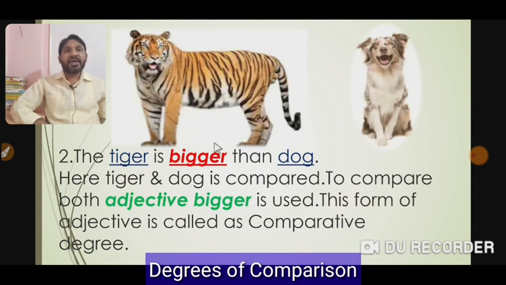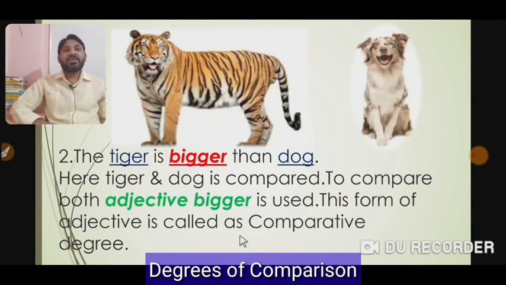So here again an adjective is used. This is a different form of adjective. It is not big, it is bigger. The er is added to the positive degree adjective, that is big. So to compare two things, places or objects, we use what? Comparative degree. What do we call it? Comparative degree. So here the tiger and dog are compared. To compare both, the adjective form bigger is used. This form of adjective is called comparative degree.